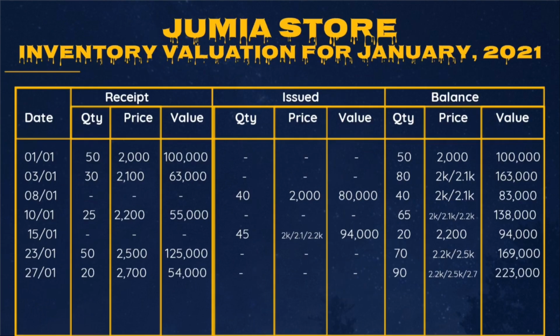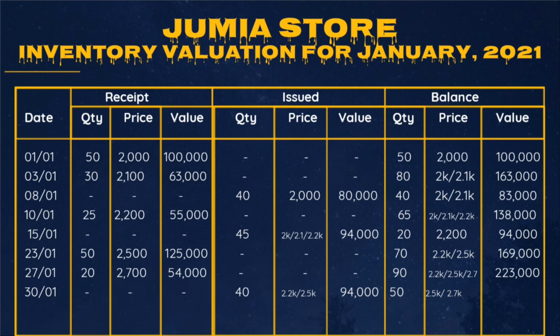Let's go back to our inventory account. So the date 30th of January. Under the receipt, that is going to be dash dash dash because we are not receiving. So under the issue now, the quantity is 40 bags of cement at 2,200 and 2,500, which is 94,000 naira. So the quantity under the balance, they have 90 bags of cement. Now they are supplying 40. That will be 90 minus 40. That will be 50 bags of cement. Under the price, the 50 bags of cement will be at the rate of 2,500 and 2,700. While the value of the balance, we have 223,000 naira.